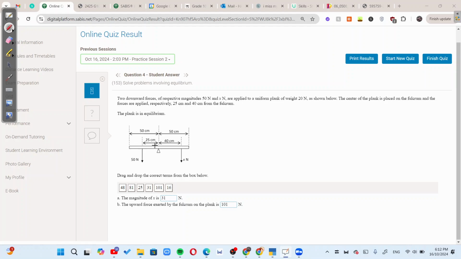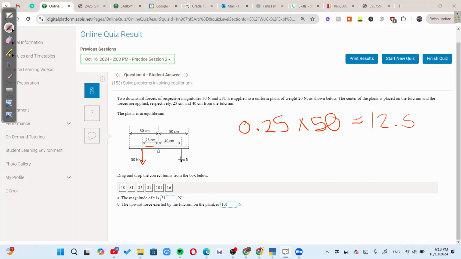Anyway, so what you do is calculate this side first. So 25 centimeters, you're going to make it into meters. 25 centimeters is 0.25, and you're going to multiply it by the downward force, 50. When you do that, you're going to get that this side's moment is equal to 12.5.